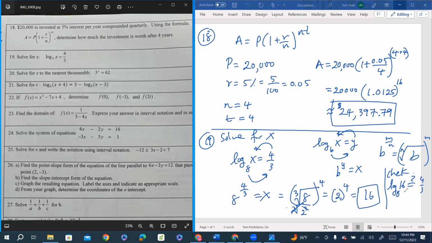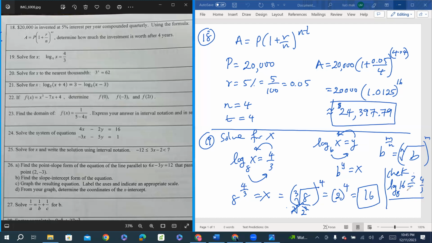Yeah, so that's a little tricky to check because it doesn't ask you to check. I'm not going to check it over here. But you should get 4 over 3 if you check it in your calculator. If you put it into your calculator, you should get 4 over 3 or 1.33 something.